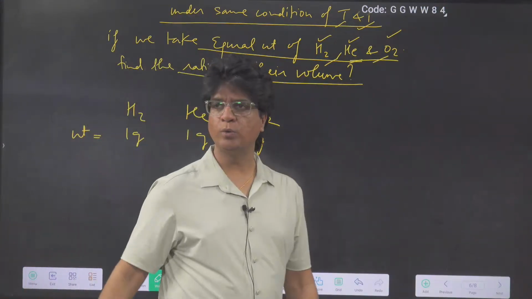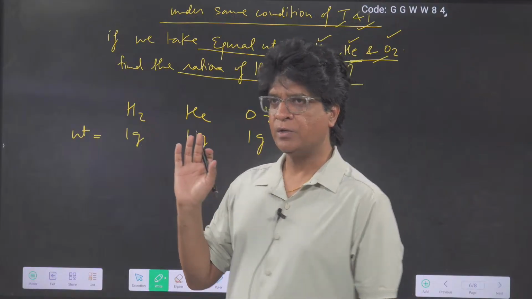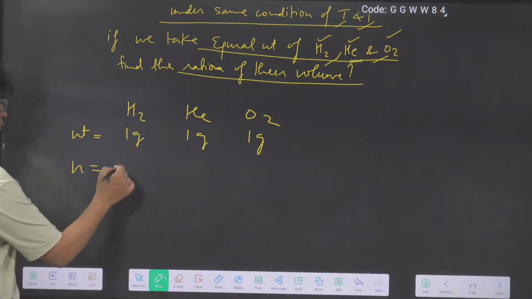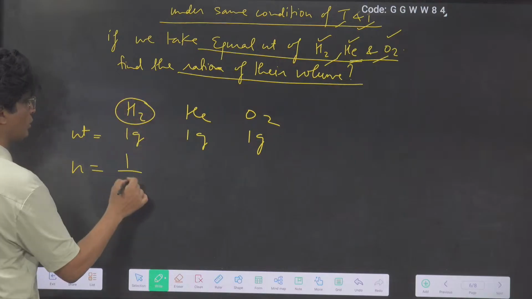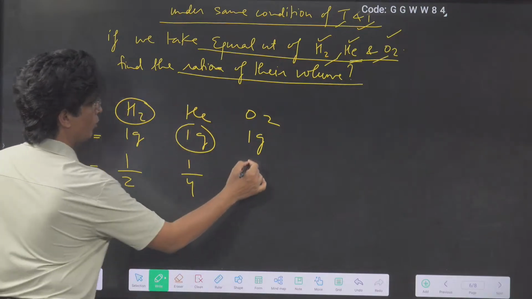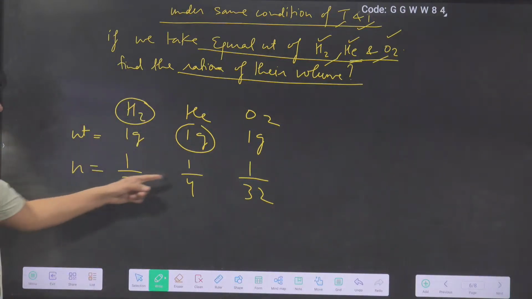Now, what have I taught you? I have taught you weight is the most useless thing in the world of physical chemistry. So should I convert this into number of moles? Can I convert? So 1 upon molecular weight of hydrogen is 2, 1 upon molecular weight of helium is 4, and 1 upon 32. Yes or no? Now these are the number of moles.